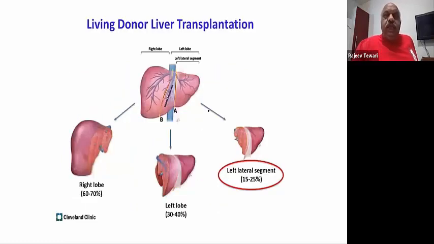Now this is a split liver transplant, where we are using only a part of the liver. The first renal transplant was done by Joseph Murray in 1954, and he got the Nobel Prize in 1980 for his work. First liver transplant was done by Starzl, S-T-A-R-Z-L. Heart transplant was done by Christiaan Barnard. Pancreatic transplant was done by Lillehei.